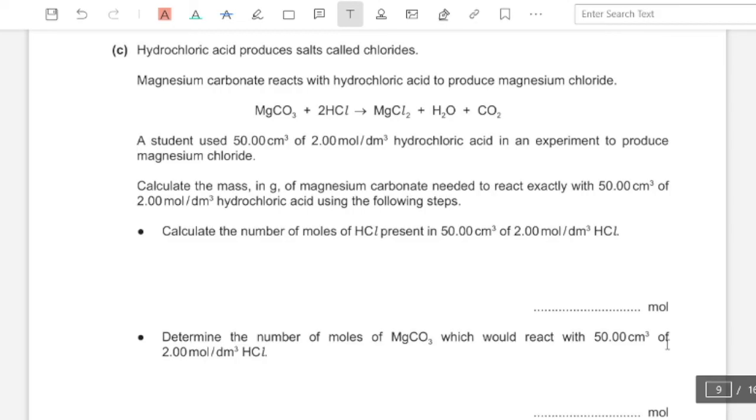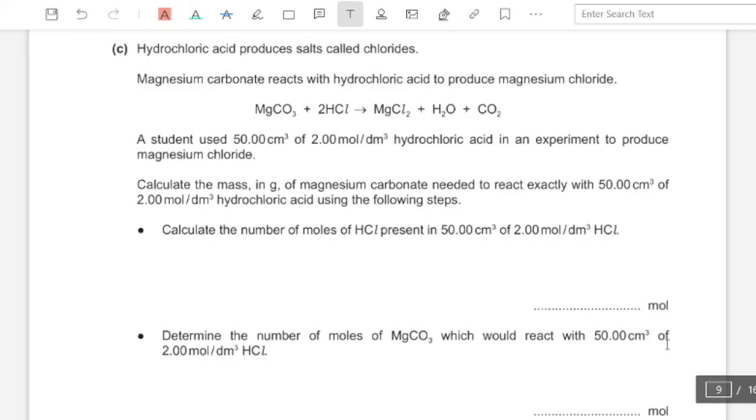C. Hydrochloric acid produces salts called chlorides. Magnesium carbonate reacts with hydrochloric acid to produce magnesium chloride. A student uses 50 cm³ of 2 mol/dm³ hydrochloric acid in an experiment to produce magnesium chloride. Calculate the mass in grams of magnesium carbonate needed to react exactly with 50 cm³ of 2 mol/dm³ hydrochloric acid using the following steps.